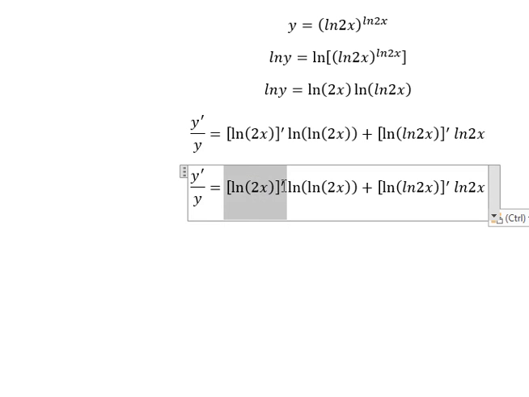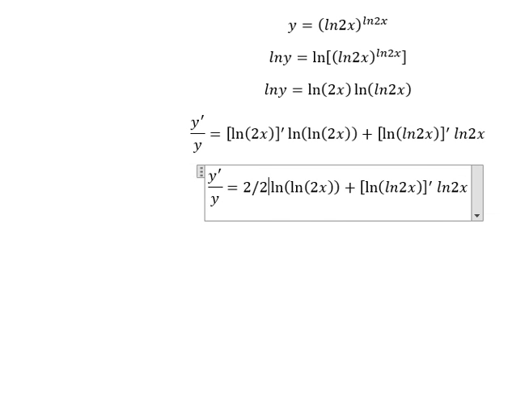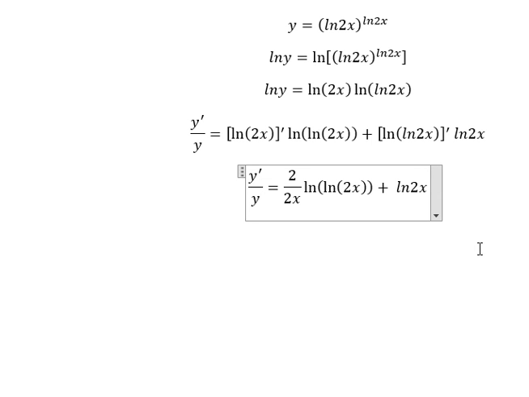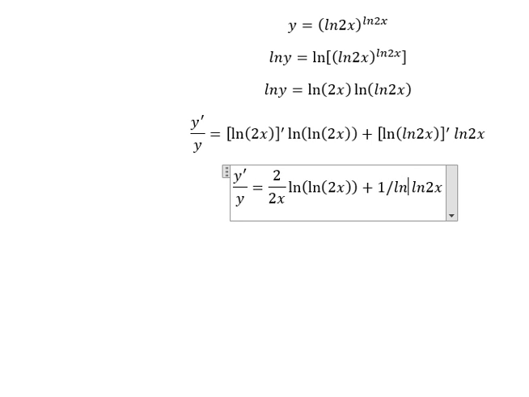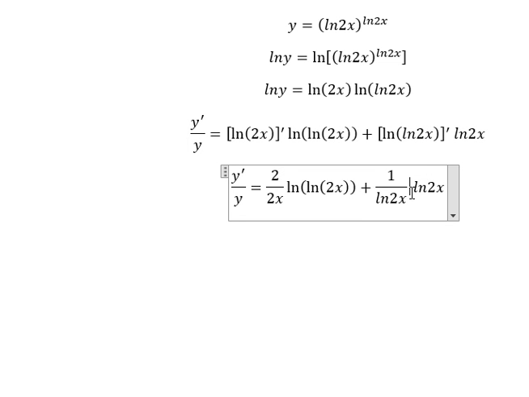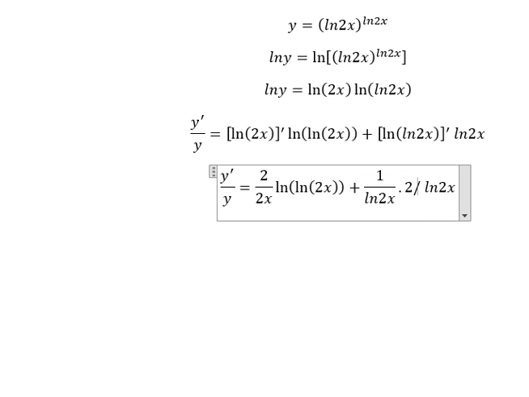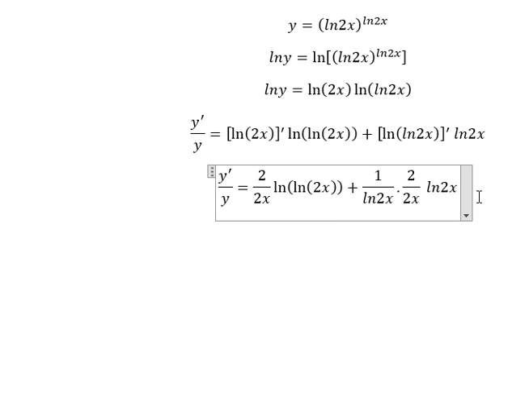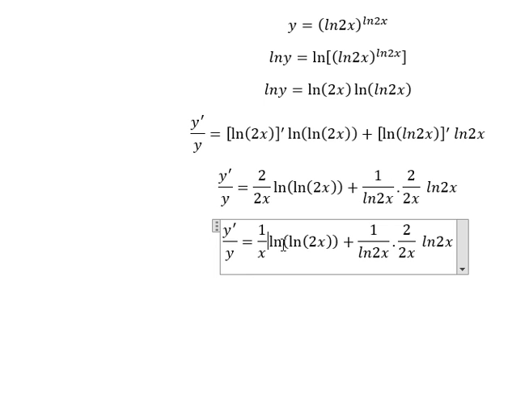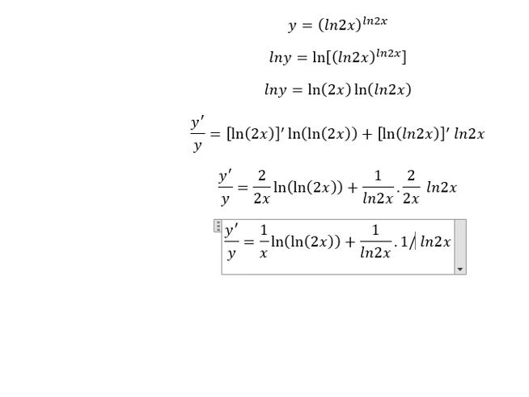So this one, we have number 2 over 2s. This one, we have 1 over ln 2s. Later that, we do first derivative of ln 2s, and we have 2 over 2s. Number 2 and number 2, we simplify. Similar for this one.